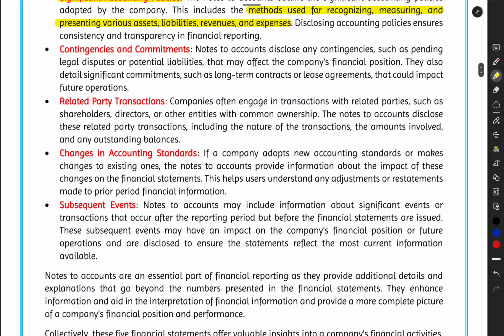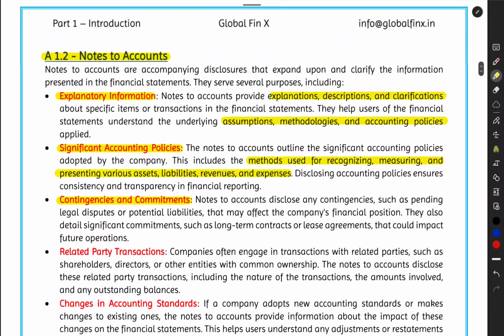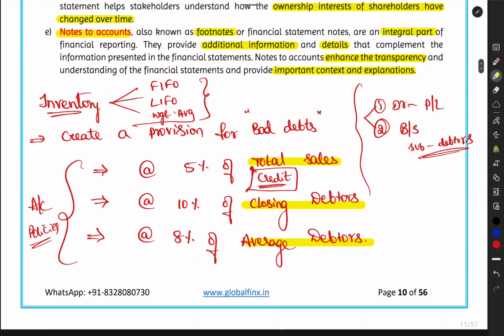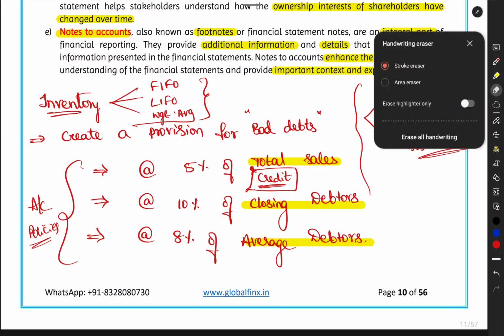Okay. Next, third one, contingencies and any firm commitments. Sir, you are looking at the company's balance sheet and the balance sheet is looking absolutely fine. No problem, sir.